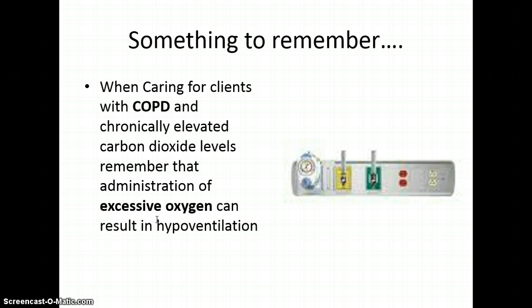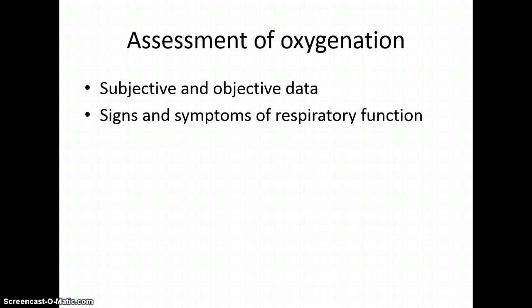As a new grad, I remember going in and checking the O2 sat on a patient, and it would be 90 or 91%, and your first instinct is to go and turn up the oxygen to improve that. But remember, for that patient with COPD, their drive or stimulus to remember to breathe is that CO2 level. So as we look at our assessment of oxygenation, the subjective is what they say.